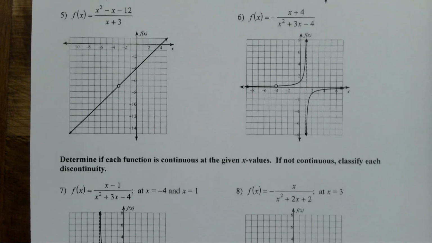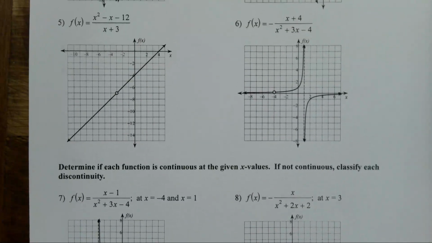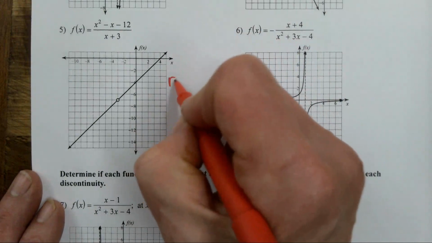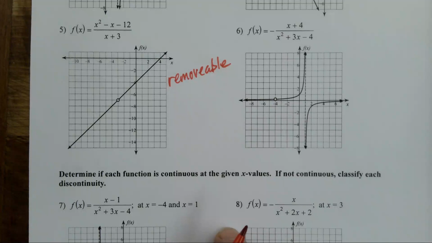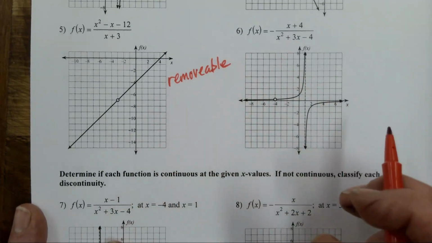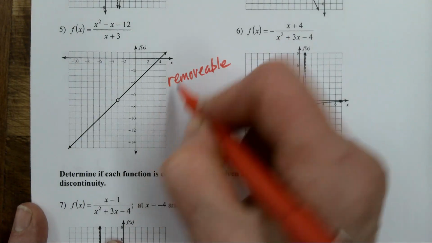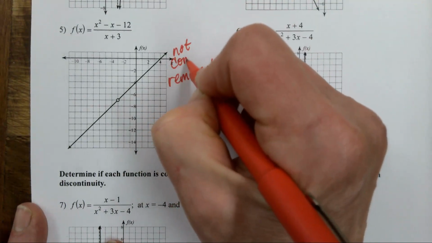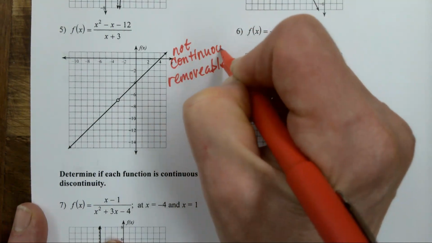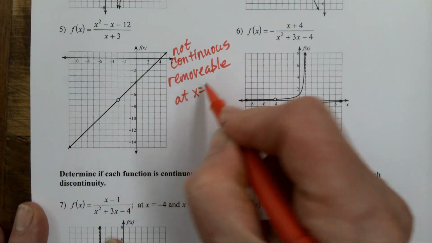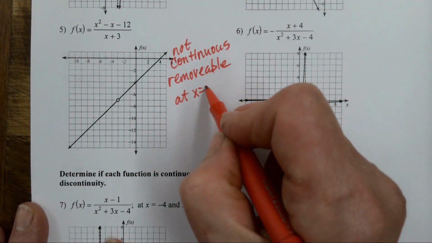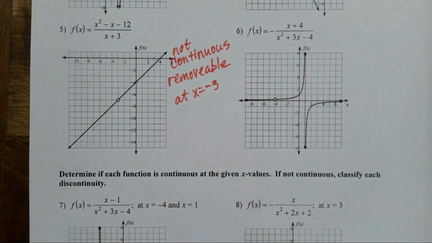How about 5? No. There's a hole in the graph. We call that removable. What if on your test you call it a hole? Fine, I don't care. That doesn't bother me. That's what it is. The technical name is removable. So it's not continuous. It's got a removable discontinuity at x equals what? -3. Yep, I'm looking at the x value, not the y value.